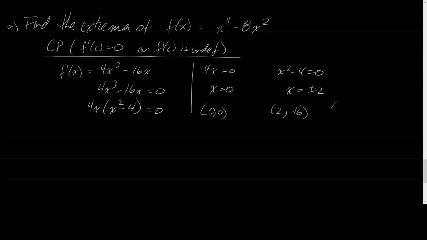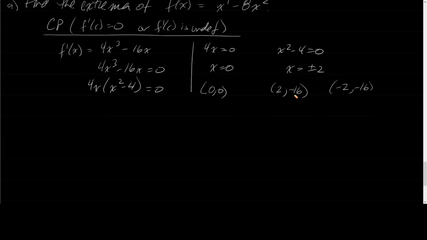All right, let's plug in negative 2. Negative 2 to the 4th, well, it's a negative value raised to an even power. That's going to be positive. And 2 to the 4th is 16. Negative 2 squared is 4. 16 minus 32, right? 8 times 4 is 32. Negative 16. So there we go. We just found the critical points. We found where they are.